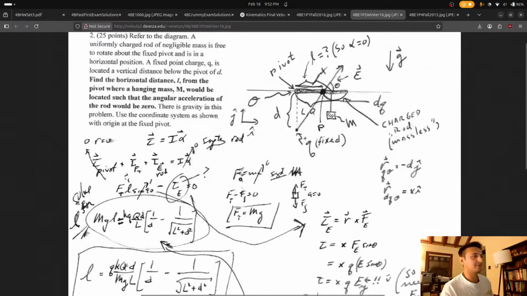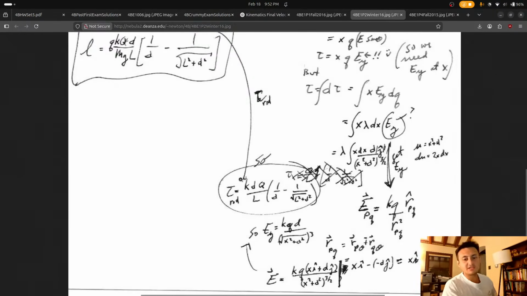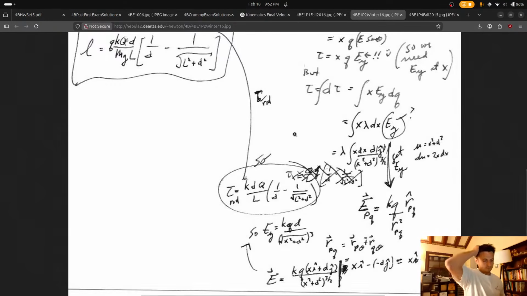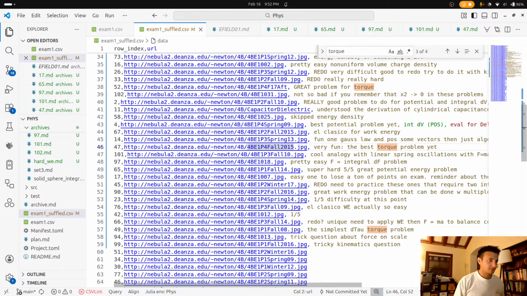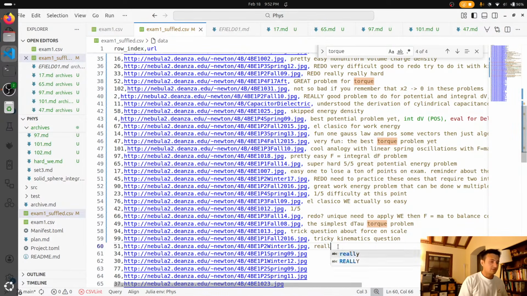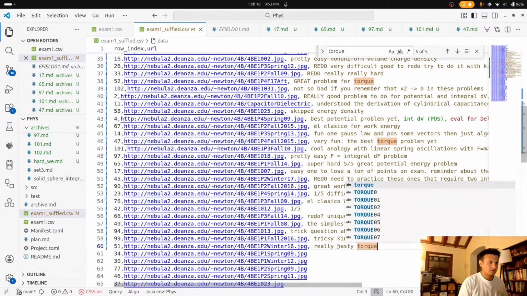Let's go. These problems are crazy, dude. Torque is the killer. All right, let's keep going. Is that this one? Oh, this is a really nasty torque.